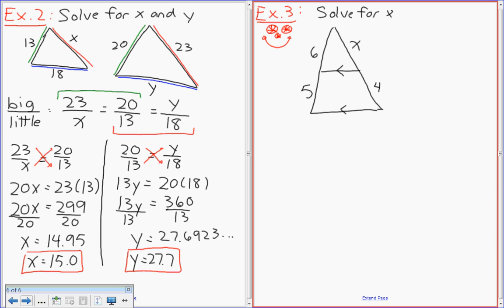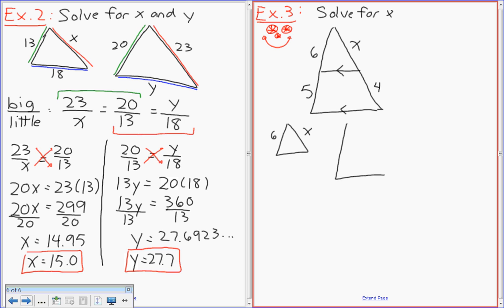Now you might say, Mr. Sadler, this looks way too easy for me. I'm a good math student, I can do this. There is one trick though. We're going to have to make two triangles out of this. Okay? So we're going to make a little triangle and a big triangle. My little triangle is just simply enough going to go 6 and x.